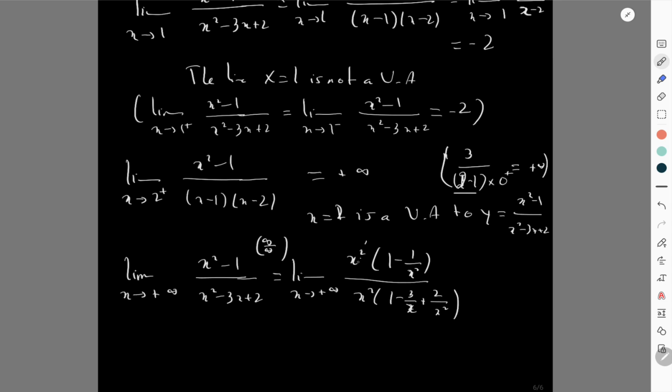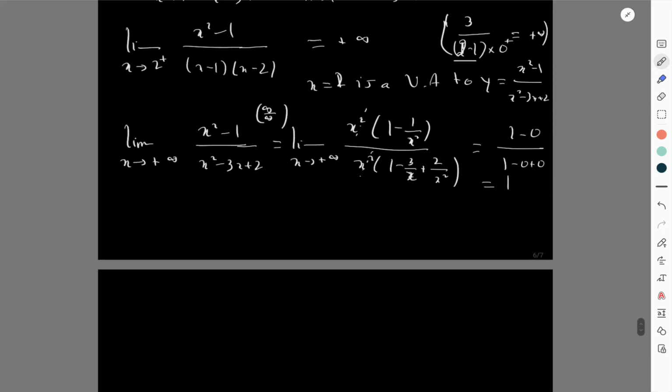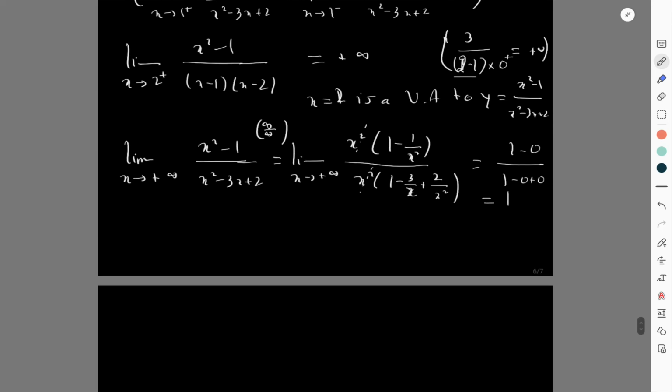I can cancel the x squared out. So let me do that quickly. So I get 1 minus 0 over 1 minus 0 plus 0. So this is just 1. So the line y equal 1 is a horizontal asymptote at x equal minus infinity. Is a horizontal asymptote at plus infinity.